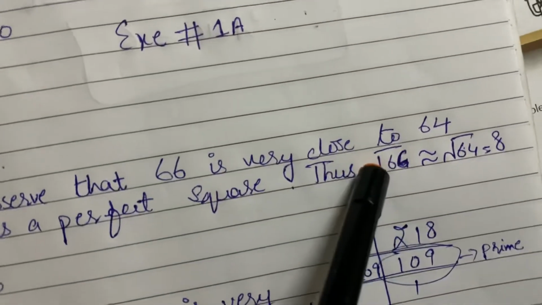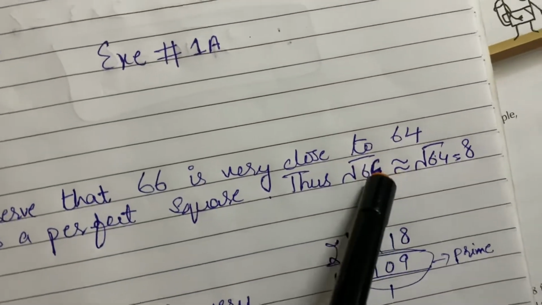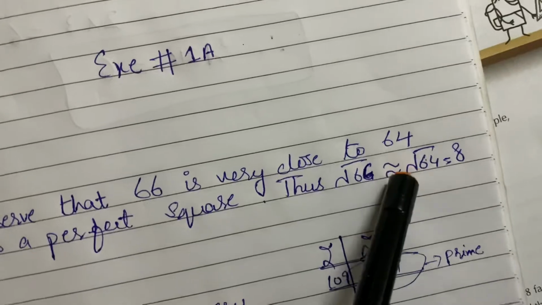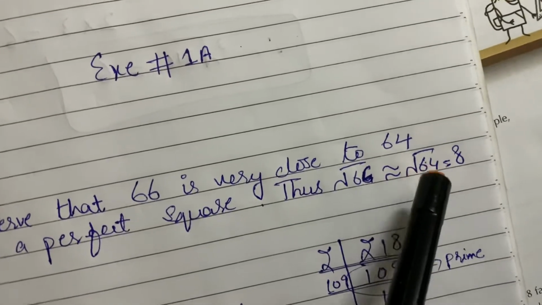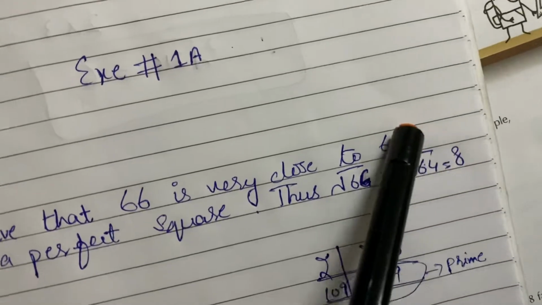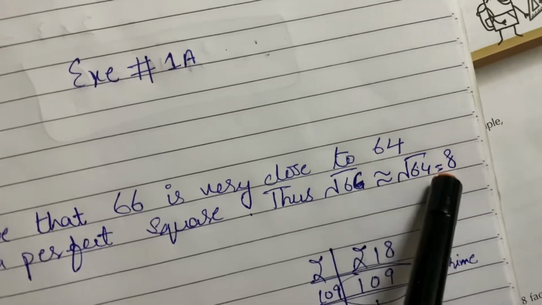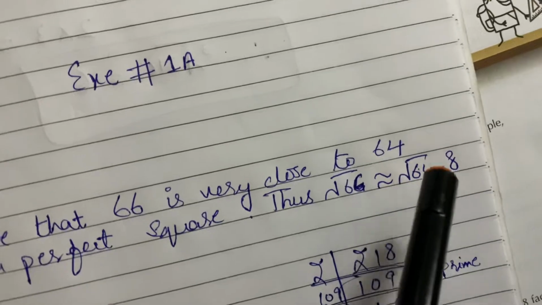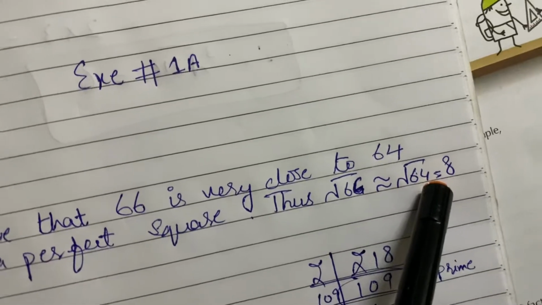Thus, square root of 66 is approximately equal to square root of 64, and this value is equal to 8. When you find the square root of 64, you will get 8 because 64 is the perfect square of 8. Alright? Okay.